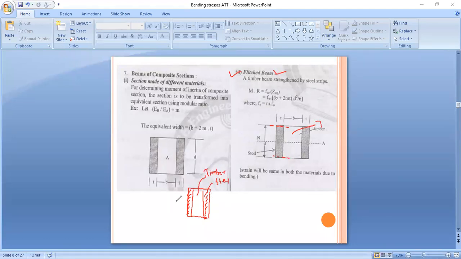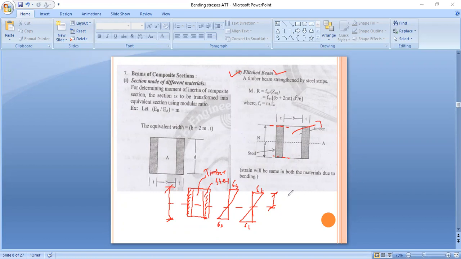Now I will draw the strain distribution diagram. Strain distribution diagram for steel: sigma steel and here also sigma steel. And now I will draw for timber: sigma T and sigma T. Now see here, the depth of the neutral axis is the same for both materials. That means above the neutral axis and below the neutral axis, whether top fiber or bottom fiber, the depth of the neutral axis is the same for both materials.